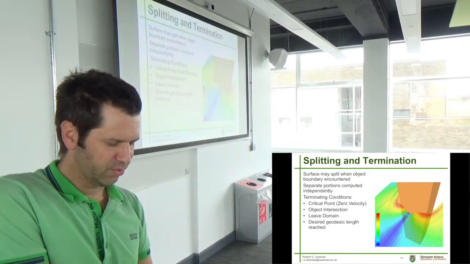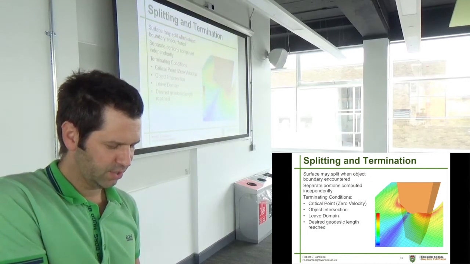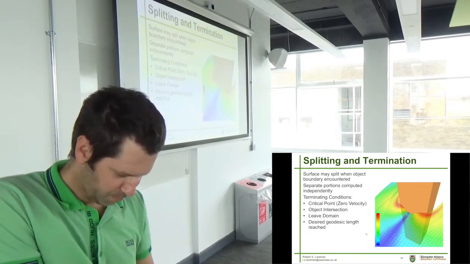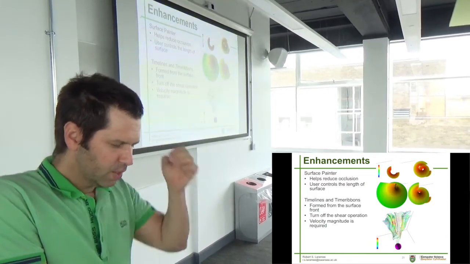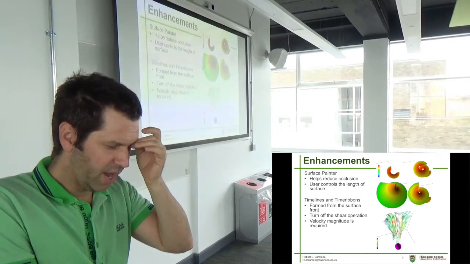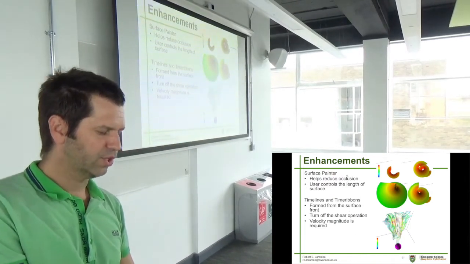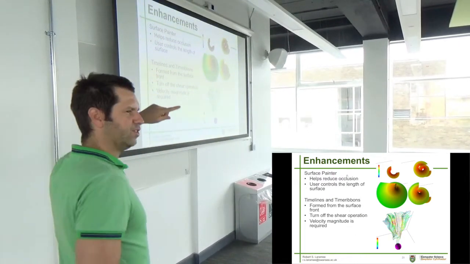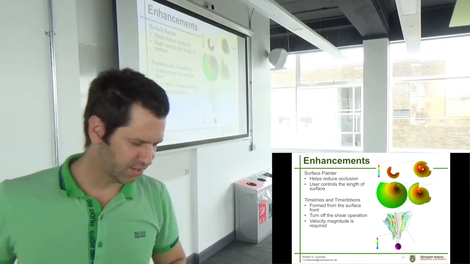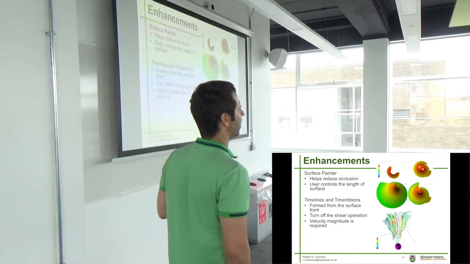So that's true about most of the images by default. If there's a color legend, then the color reflects velocity magnitude. We can enhance, like we mentioned before, surfaces can be enhanced, so we can add interactive options, where the user can control the length of the surface interactively. We can add timelines and time ribbons. I didn't mention what a timeline is yet.